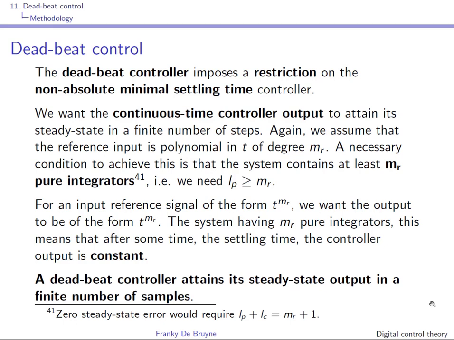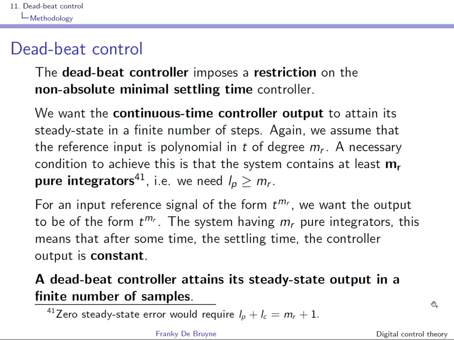We have seen that with the previous design, minimal settling time control, we could have cases where the control energy is oscillating. We would like to impose restrictions so that this becomes impossible. So we have to make sure that at some stage the controller output becomes constant. And using this restriction leads to the so-called deadbeat controller.